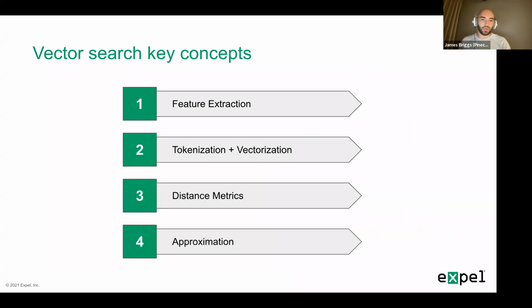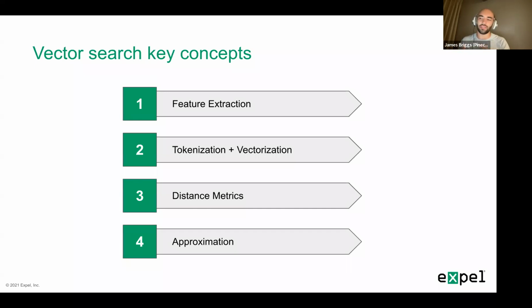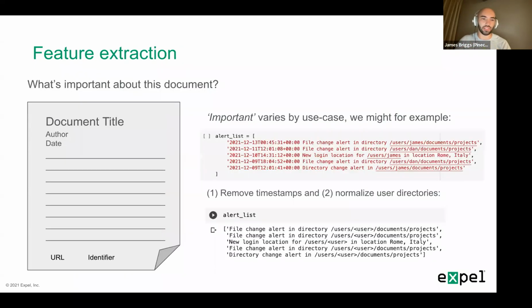So what we'll go through in this small section is how that similarity search works and what the key components are. You can see on the previous page, we had the feature extraction, tokenization, vectorization, distance metrics, and approximation. Now we'll just work through each one of these. So we'll start with feature extraction.